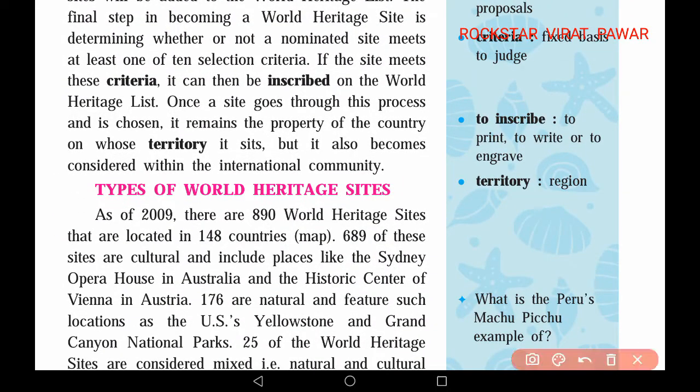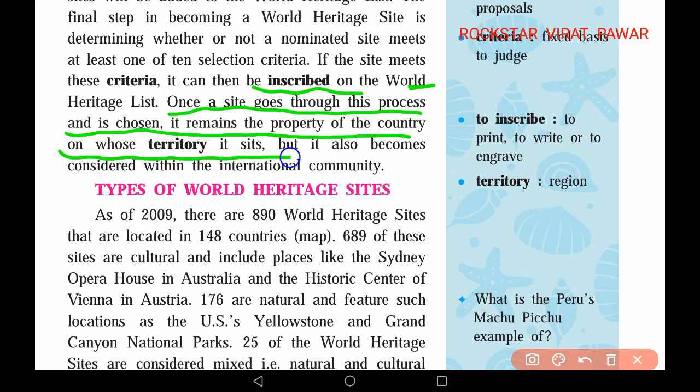If these steps are continually followed by any country for their site to become a World Heritage Site, then only can it finally be added to the World Heritage List. Once a site goes through this process and is chosen, it remains the property of the country on whose territory it sits, but it also becomes considered within the international community.